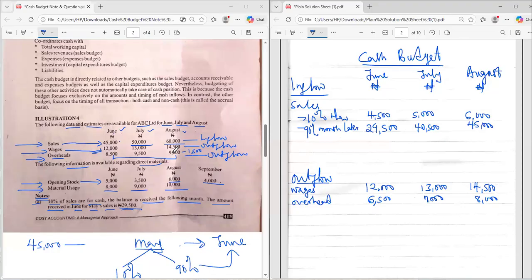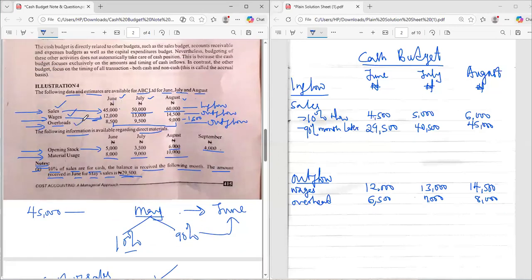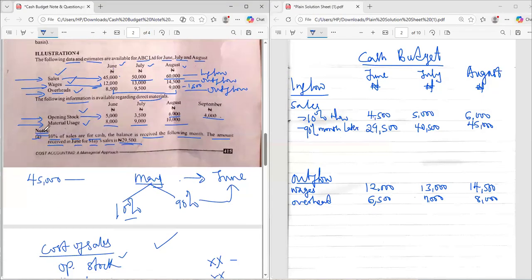Overheads are paid the month following. It means that August will be paid in when? In September. Next. Calm down. Now, I am done with my sales, wages, and overhead. I am done with my opening stock and material usage, but I am not done. I need to go and check your notes. Is there any other income or expenditure given to me in the question? They are there.